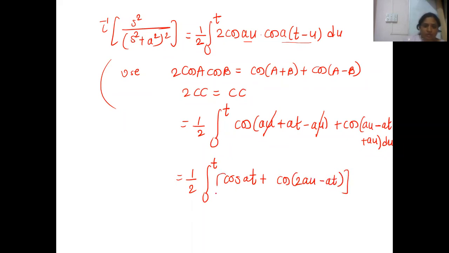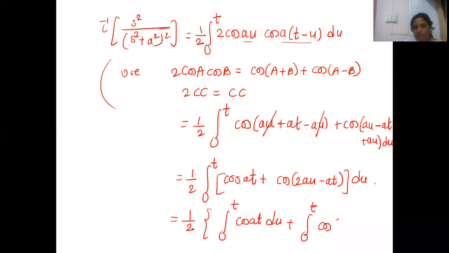And this is with respect to u. Now there is a plus in between, so now we can separate the integration. So integration 0 to t cos AT du plus integration 0 to t cos(2AU minus AT) du.